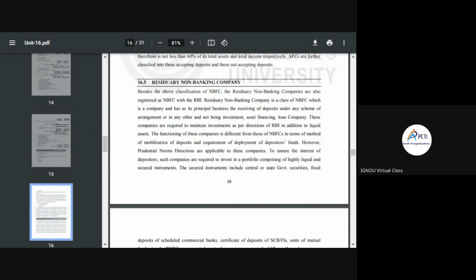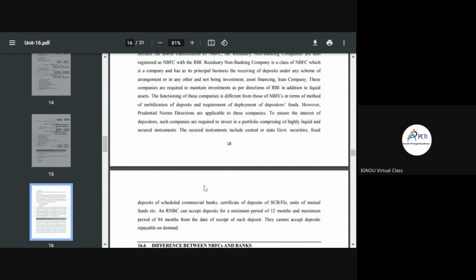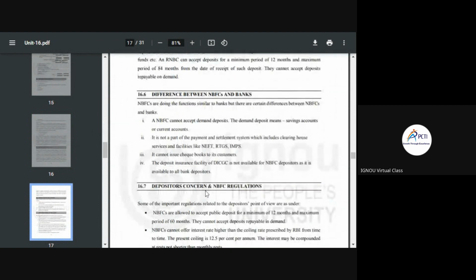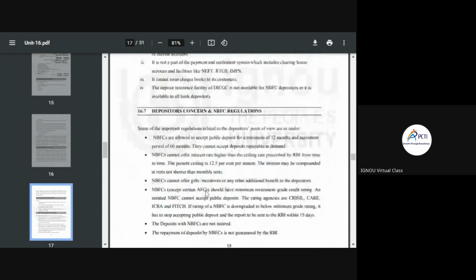So basically these prudential norms directions are applicable to these companies to ensure the interest of depositors, such as companies that are required to invest in a portfolio comprising highly liquid and secured instruments. Here we have the difference between NBFC and banks, which you can read at home. Then there is a depositor concern and NBFC regulations.